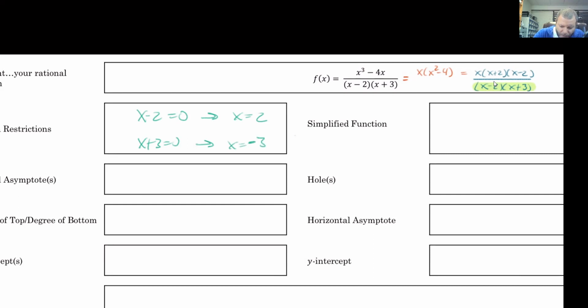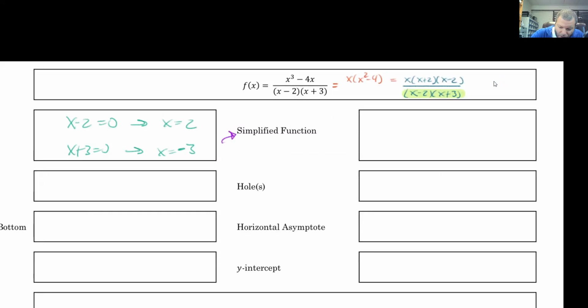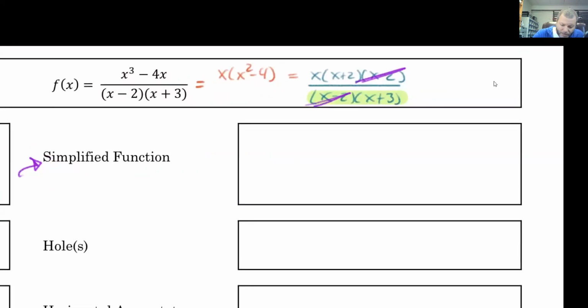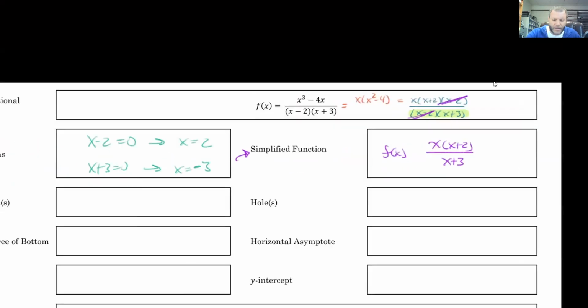Once you've done that, it's time to simplify the function. Our simplified function occurs whenever we cancel stuff out. So in this case, our simplified function is going to turn into x times (x plus 2) all over (x plus 3). All right, so that's our most simplified version of the function.